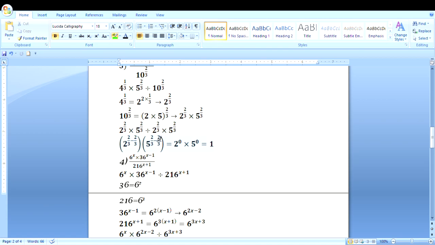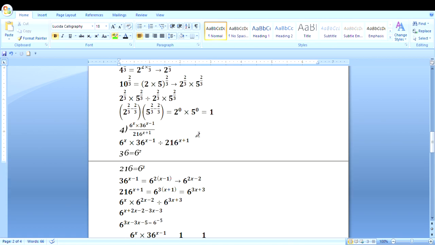So if that is done here, you could see clearly by grouping them. You pick 2 here and 2 here. This is a division sign here. This becomes 2 raised to power, open bracket, 2 over 3 minus 2 over 3, close bracket. Then open bracket for 5 here, 5 raised to power, open bracket, 2 over 3 minus 2 over 3, close bracket. Here you see that the terms are equal to 0. So this becomes 2 raised to power 0 times 5 raised to power 0, which is equal to 1.